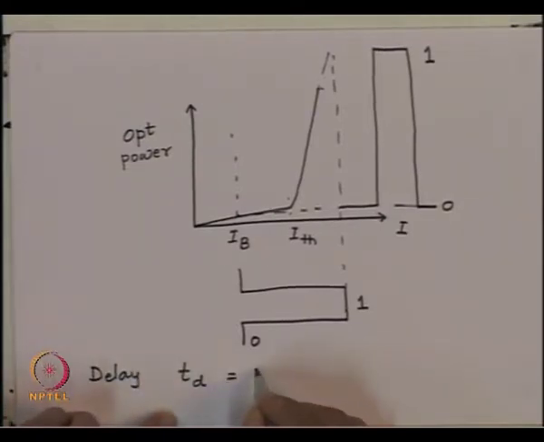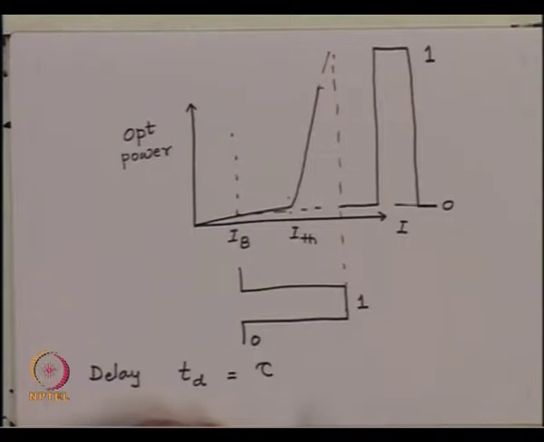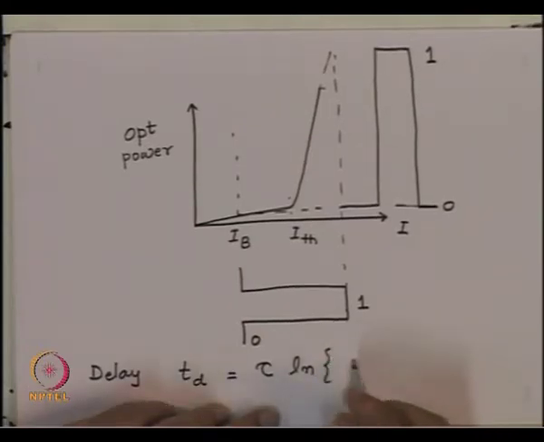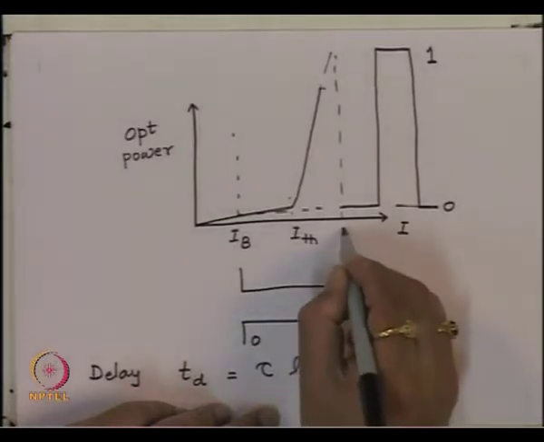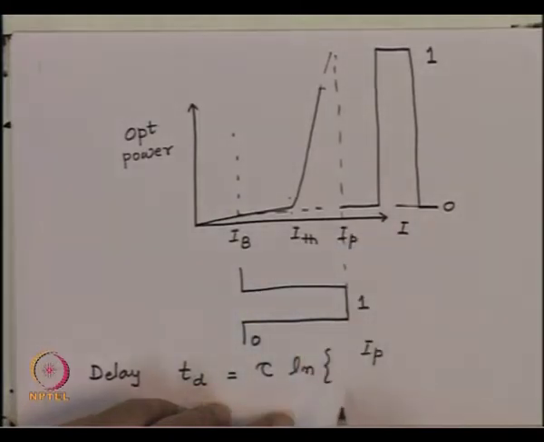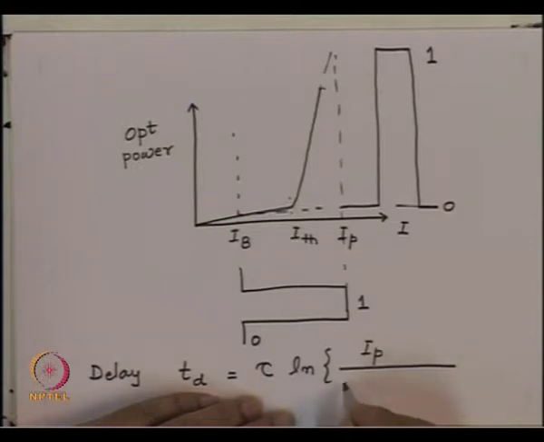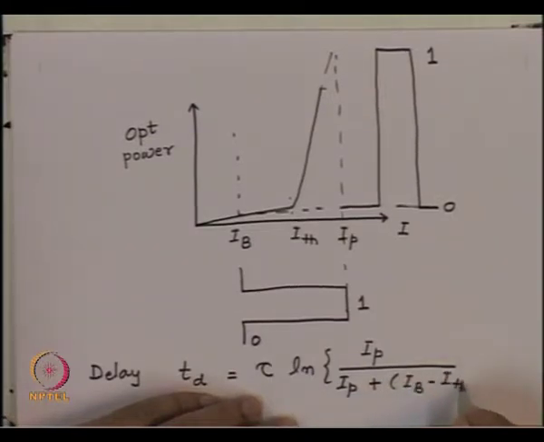that is equal to the lifetime of the photons, ln log of the peak current, which is this current. So, let us say this current is IP, divided by IP plus IB minus ITH.